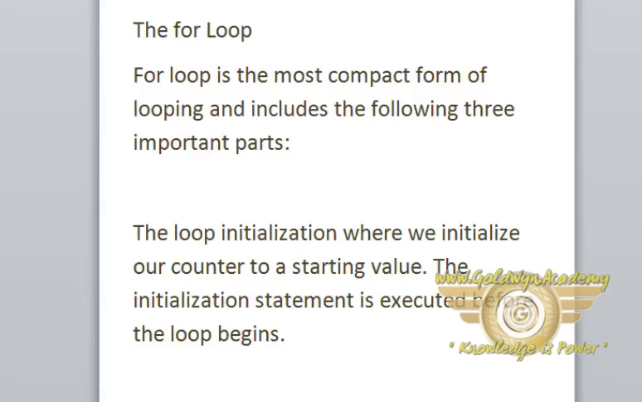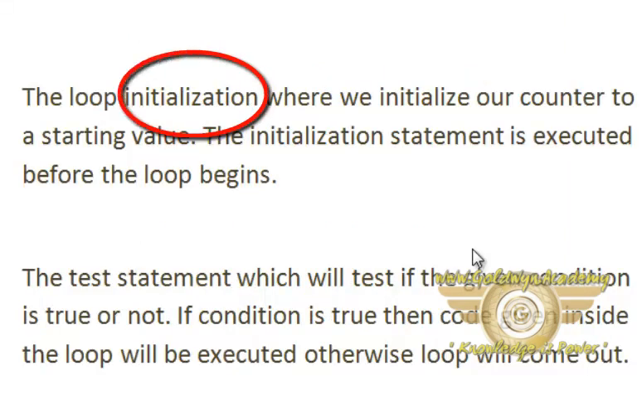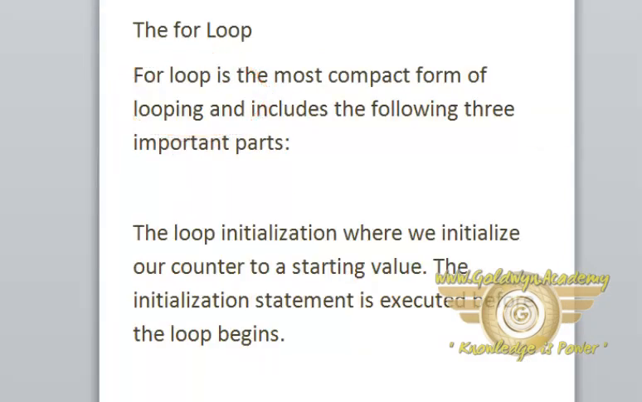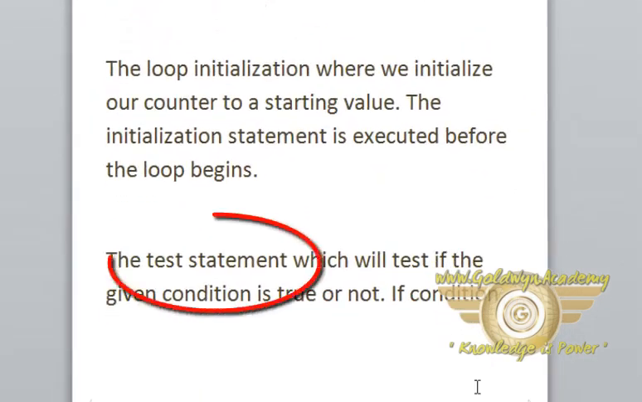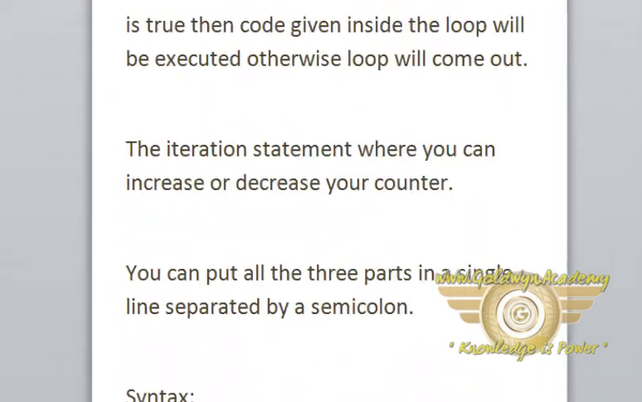First is initialization, where we initialize our counter to a starting value. The initialization statement is executed before the loop begins. Then the test statement, which tests whether the given condition is true or not. If the condition is true, then the code inside the loop will be executed, otherwise the loop will come out. Next, iteration. The iteration statement is where you can increase or decrease your counter.